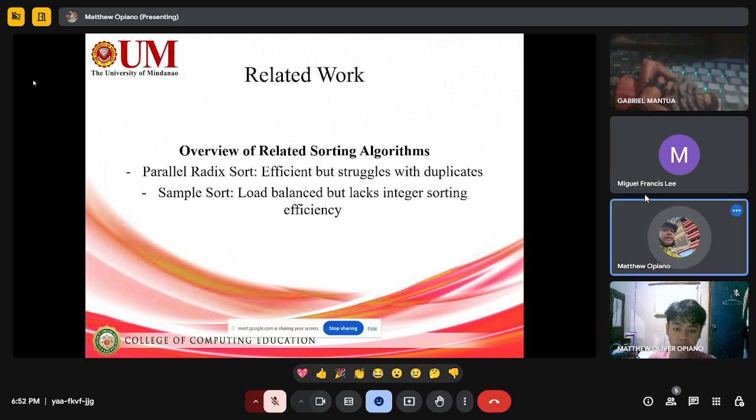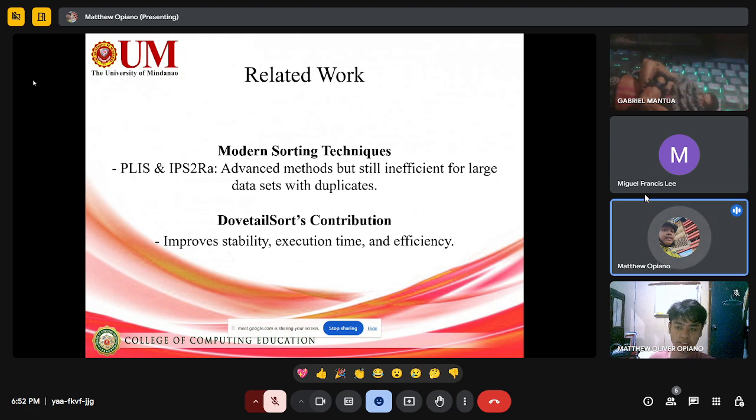So for the related work, to better understand our contribution, we reviewed the existing algorithms. The parallel radix sort is efficient but falters with duplicates. Sample sort is more load balanced, but it lacks the specialized efficiency for integer sorting. Recent techniques like PLIS and IPS2RA also offer improvements but still face challenges with scalability and duplicates. Dovetail sort improves upon all of this by focusing on execution time, scalability, and efficiency.